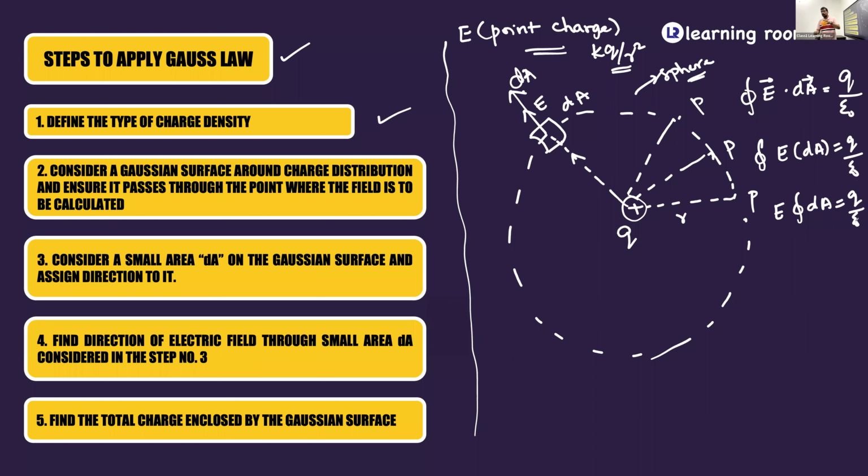And for this dA, what is the direction? It is a radially outward direction. What is the direction of electric field? That is also in the outward direction. So they both are in the same direction. That is why we wrote E into dA.